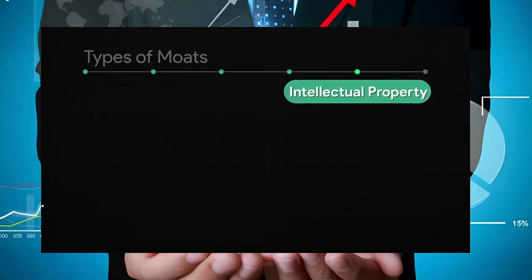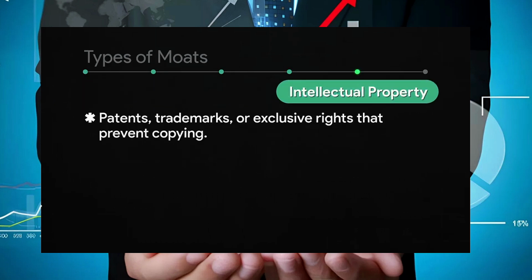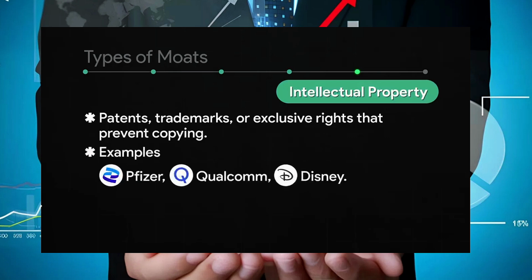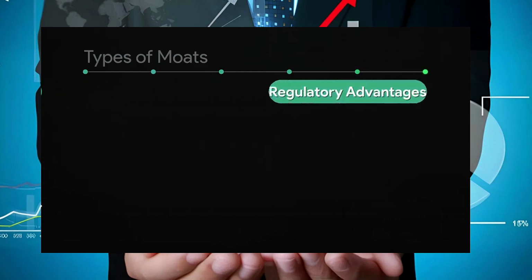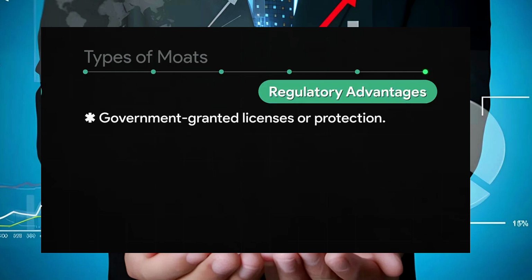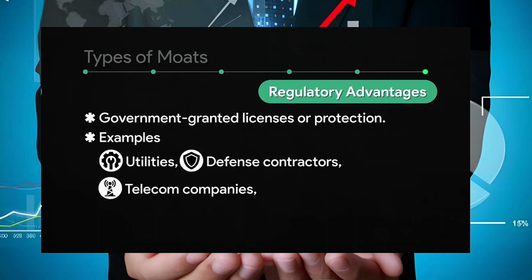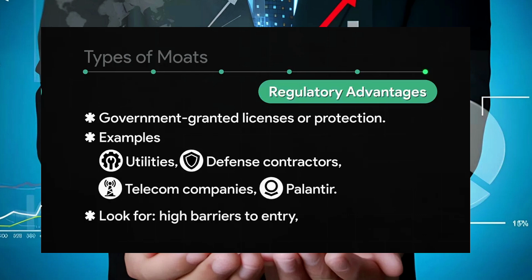Number five is intellectual property. Looking for something like patents, trademarks, or exclusive rights that prevent copying. Examples would be Pfizer, Qualcomm, and Disney. You're going to want to look for patent portfolios, licensing revenue, and legal protections. Six would be regulatory advantages. So something like government-granted licenses or protection. Examples would be utilities, defense contracts, telecom companies. A big one here is Palantir. Look for high barriers to entry, limited licenses, and regulatory approvals.